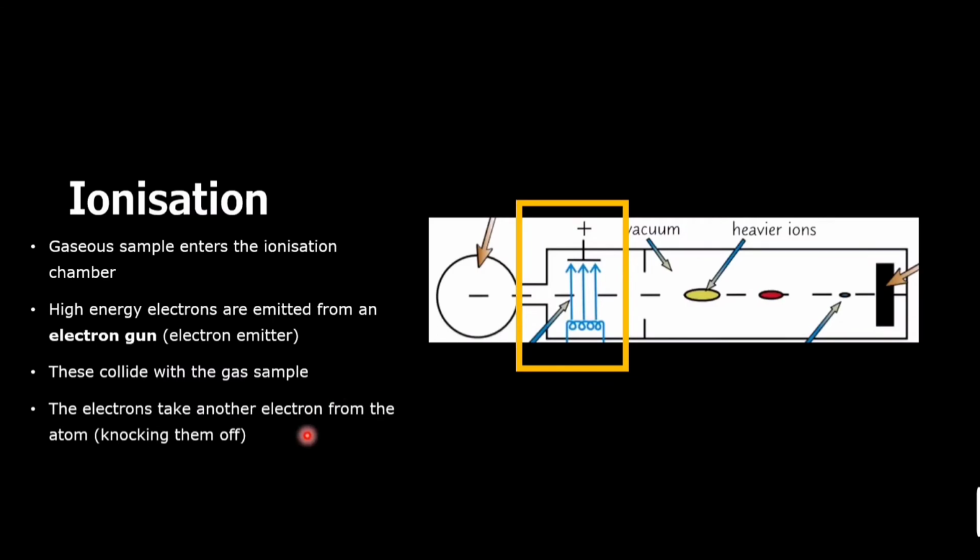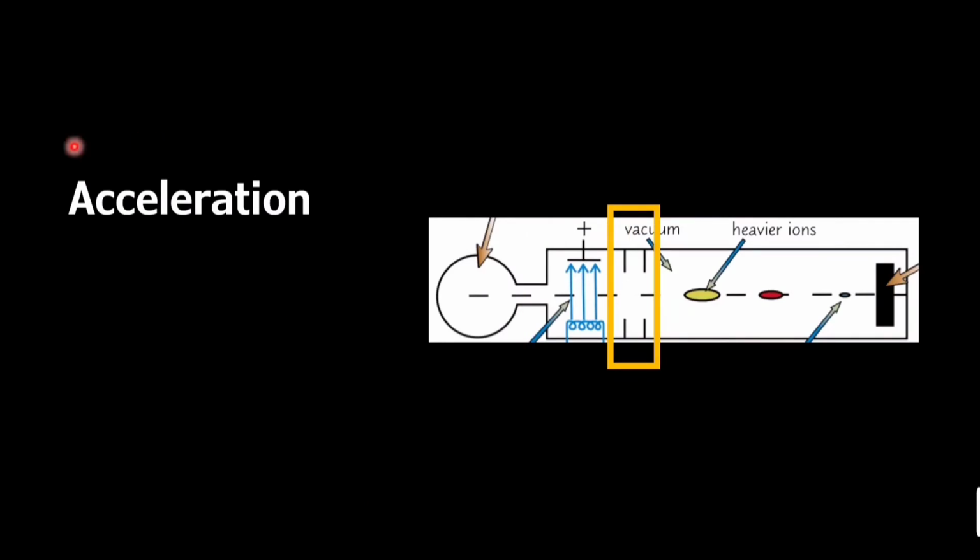And these electrons that are colliding with our gas sample take another electron from the atom. So as these electrons collide with the sample, it knocks other electrons off, but only one electron per atom. So we can form 1+ positive ions. So you can see here, our gaseous sample is collided with one electron, and this knocks off another electron, so we have our electron that has collided with it and another electron that's been knocked off of our sample, leaving us with a 1+ positive ion. So that's the ionisation. And now we go into acceleration.